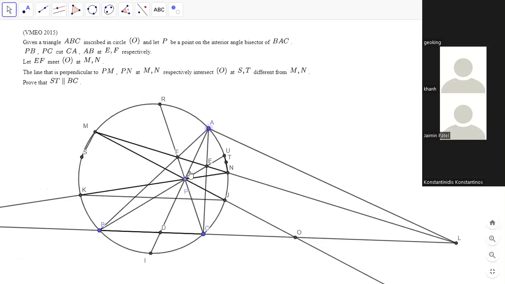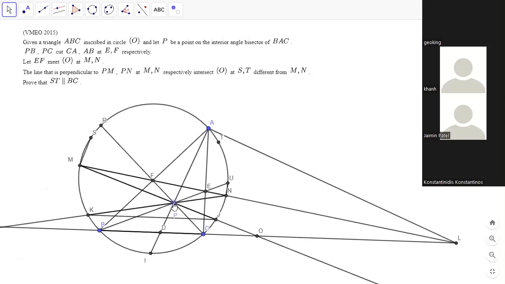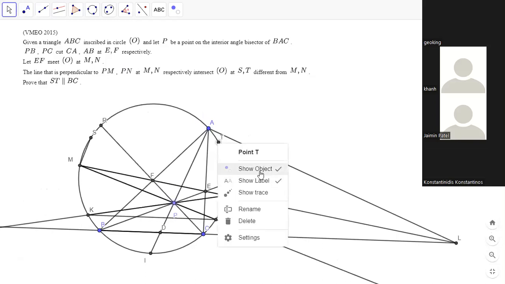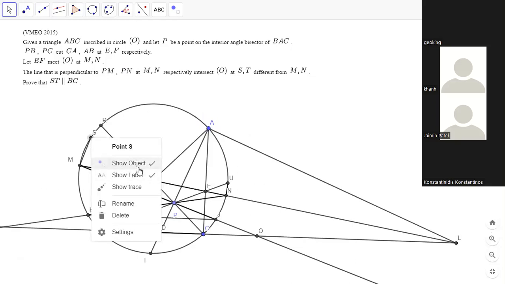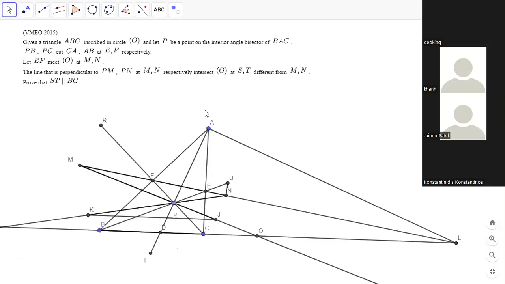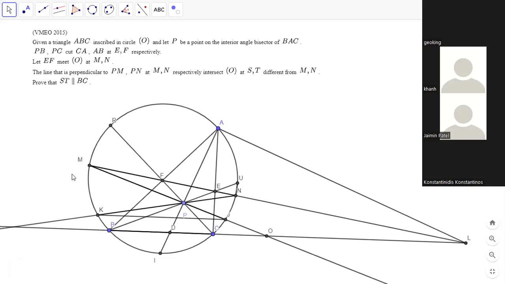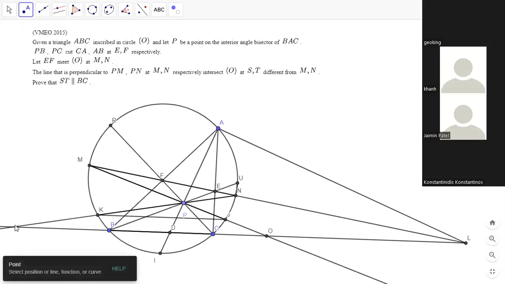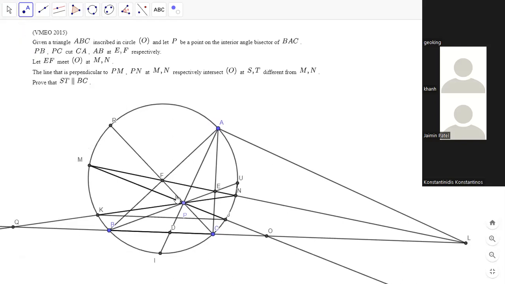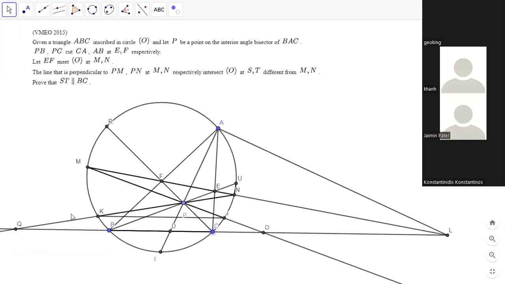Let me see if I can do this. Yeah, I'm gonna hide S and T for now, just to make my life easier. Oops, I just wanted to hide that segment. Okay, so I'm gonna add this point right here. So it's point Q.